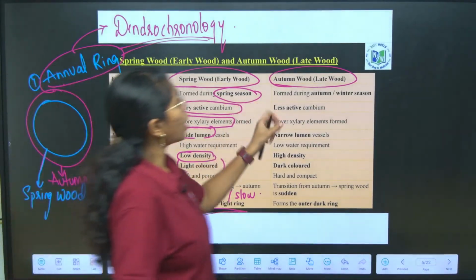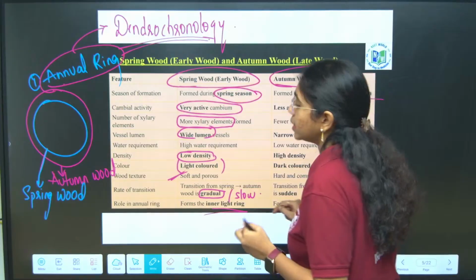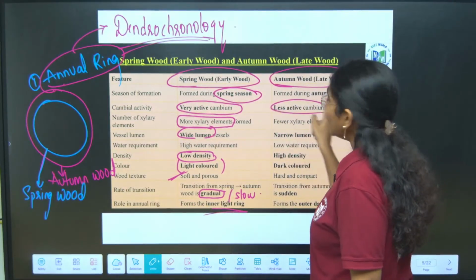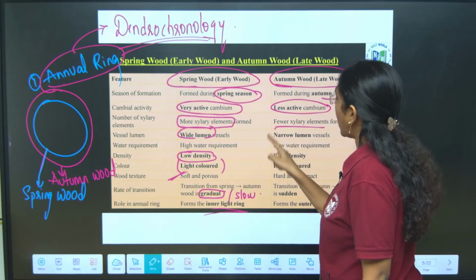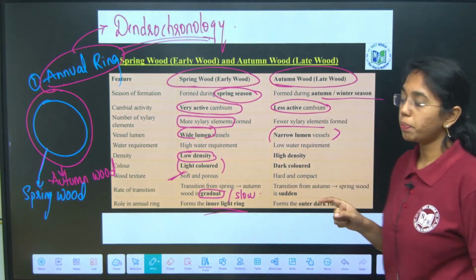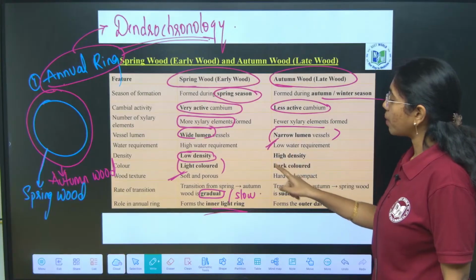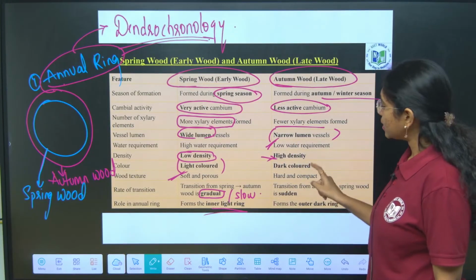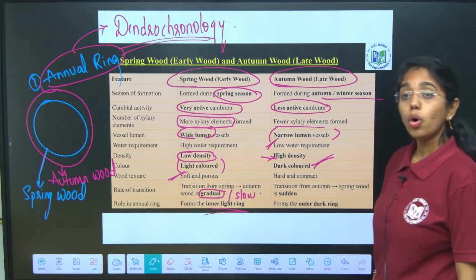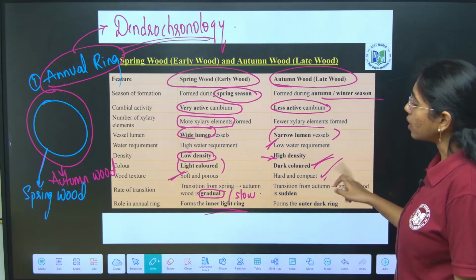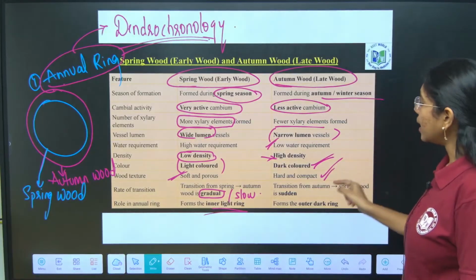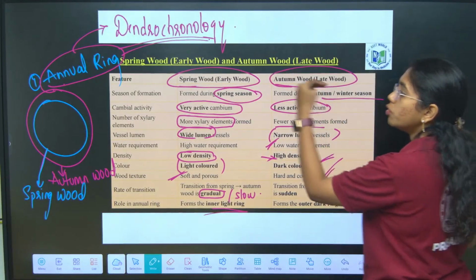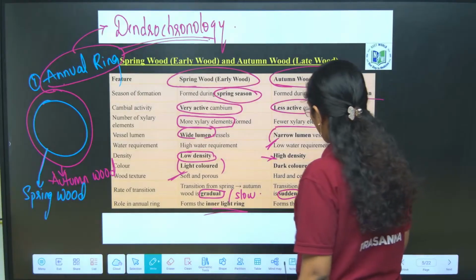And if you see autumn wood, as it is in the winter season, the cambium will be less active and it has few xylary elements, narrow lumen vessels and low water requirement with high density. It is dark colored, while spring wood is white colored. This is hard and compact, whereas spring wood is soft and porous. And here the transition from autumn wood to spring wood is sudden or fast.